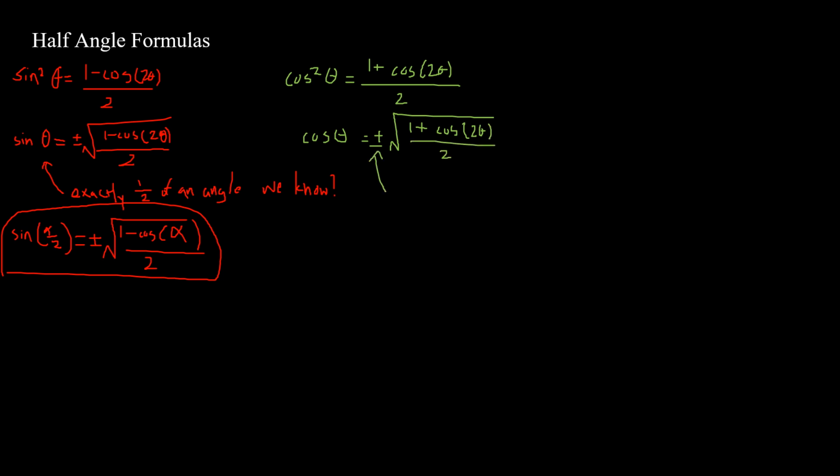And just to be clear, the plus or minus is here because when we have something like x times x, we're going to get x squared. But negative x times negative x is also going to give us x squared. So when we square root a side of an equation, we just have to make sure that we consider both the positive and negative answers.